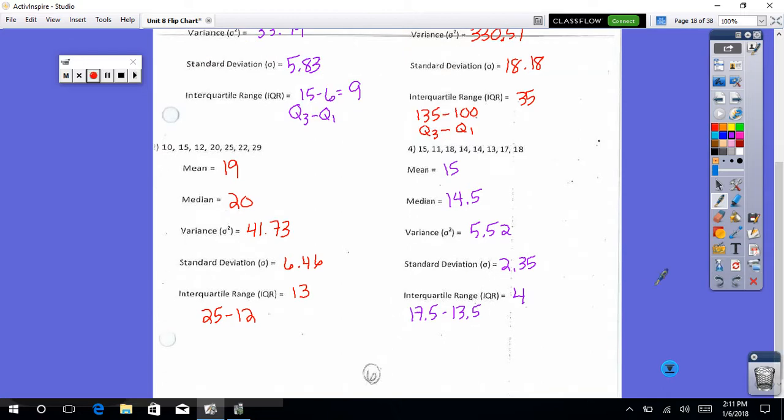At this point, you are going to get a worksheet where all you're going to do is practice what we just did. You're going to practice calculating the mean, median, standard deviation, variance.